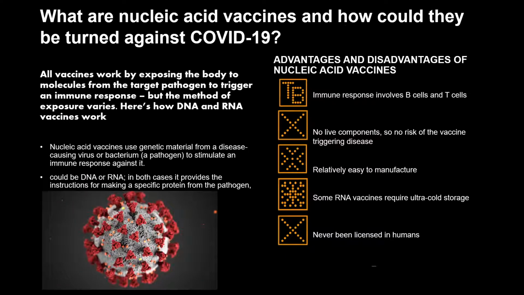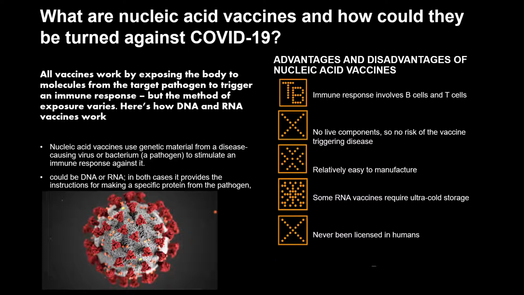What are nucleic acid vaccines and how could they be turned against COVID-19? All vaccines work by exposing the body to molecules from the target pathogens to trigger an immune response, but the method of exposure varies. Here's how DNA and RNA vaccines work. Nucleic acid vaccines use genetic material from a disease-causing virus or bacteria to stimulate an immune response against it. Depending on the vaccine, the genetic material could be DNA or RNA.